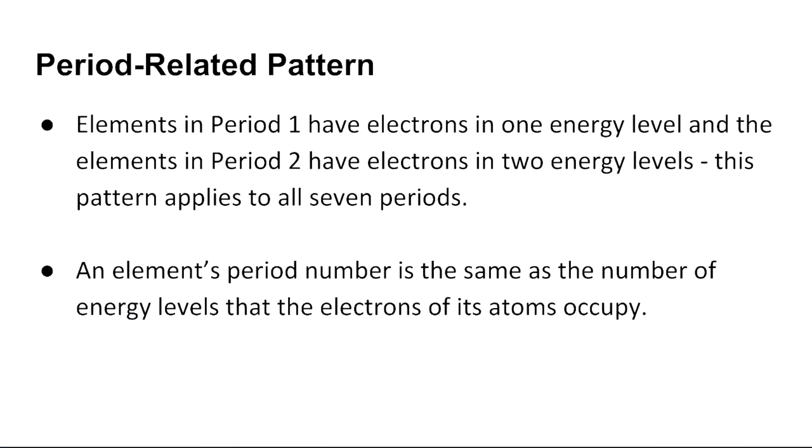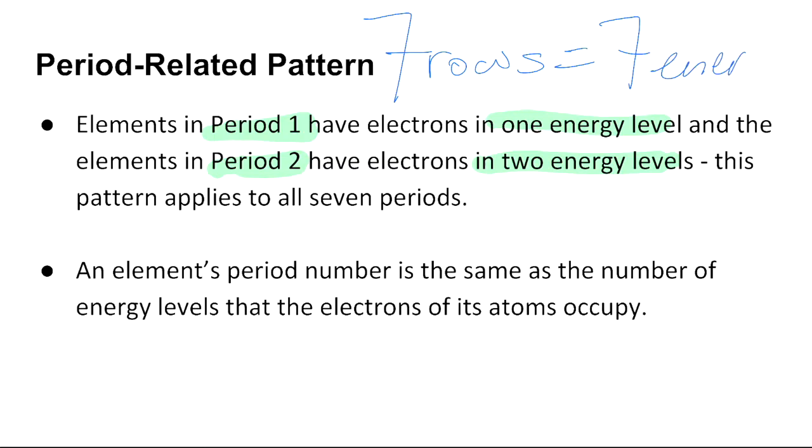So let's look at the period-related patterns. These are the rows on the periodic table. You will notice that elements in period 1, or row number 1, have electrons in one energy level. The elements in period number 2, or row number 2, have electrons in two energy levels. There are 7 rows on the periodic table, which means that there are 7 energy levels to represent the 7 rows, or should I say periods, on the periodic table.